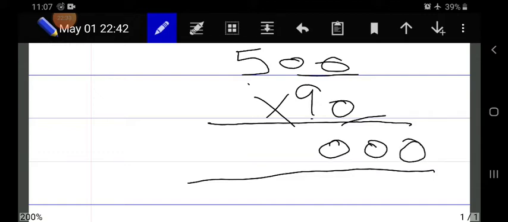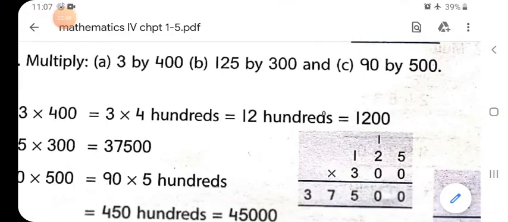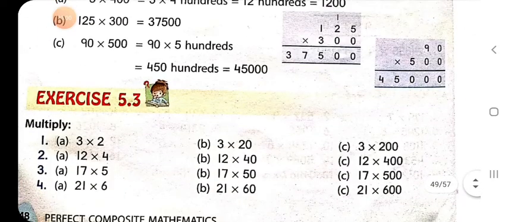Now 9 and 5 is left, 9 5s are 45. So the answer is 45,000. Understood? Okay. So this is how we are going to do all the other sums related to the multiplication. I hope there is no doubt to you all after all this.